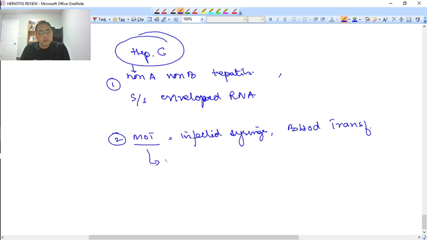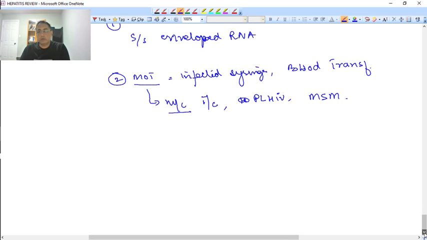blood transfusion, infected syringes. It is more common in people who are immunocompromised, in HIV, PLHIVs, people living with HIVs, and in MSM, males having sex with males. So these people are more prone to develop HCV infections.